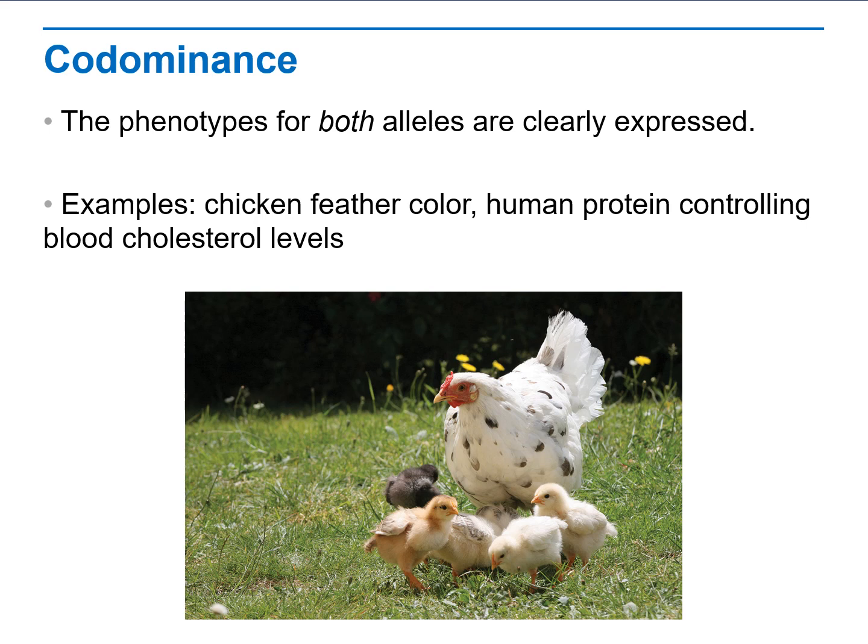So how is incomplete dominance different from codominance? In incomplete dominance, the traits are blended. You get something that is somewhere between the two alleles. In codominance, you have both traits distinctly expressed. You have something like this chicken, which has black and white feathers.